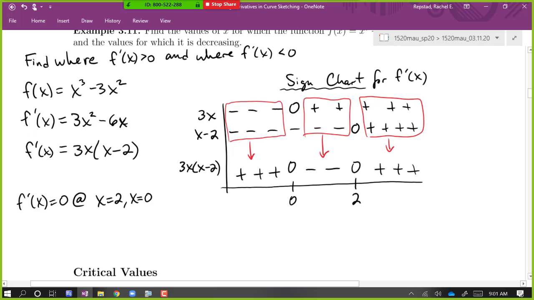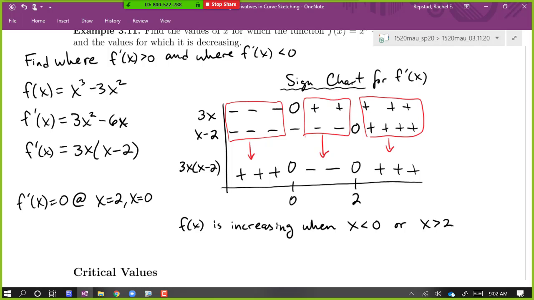And from this sign chart, we can answer the question. f of x is increasing when the derivative is positive. So that's when x is less than 0, or when x is greater than 2. So those two intervals. And f of x is decreasing when its derivative is negative, so that's from 0 to 2.